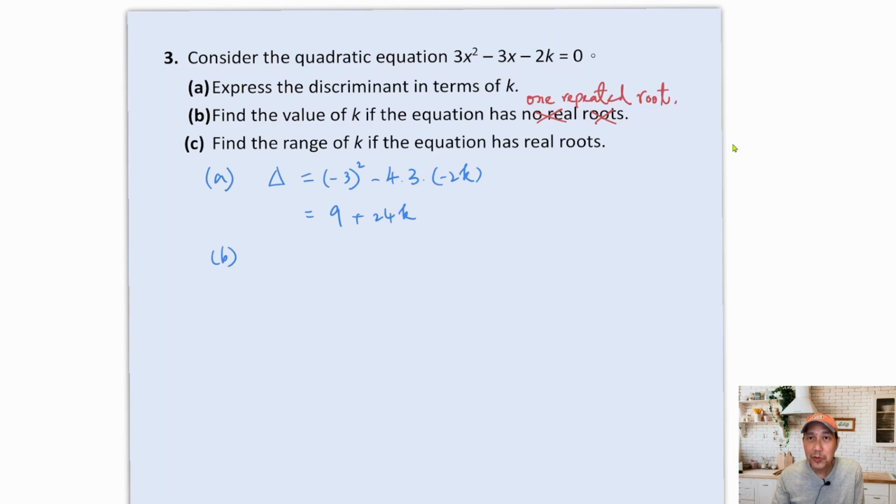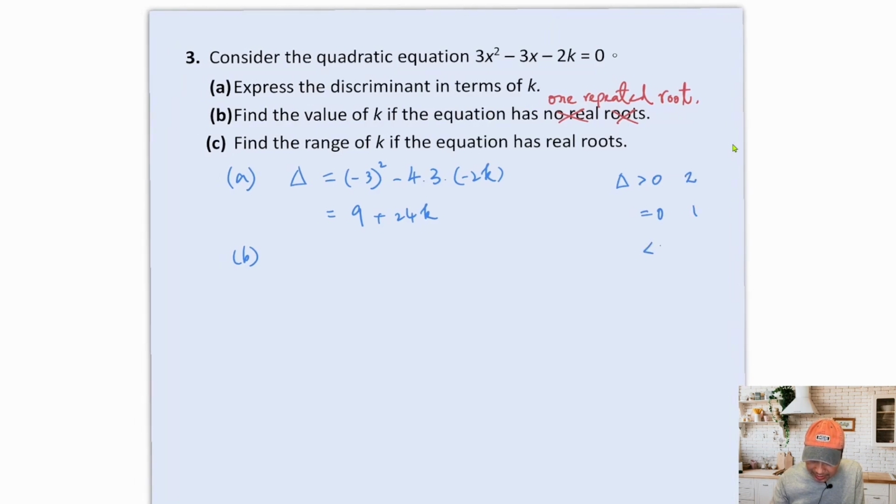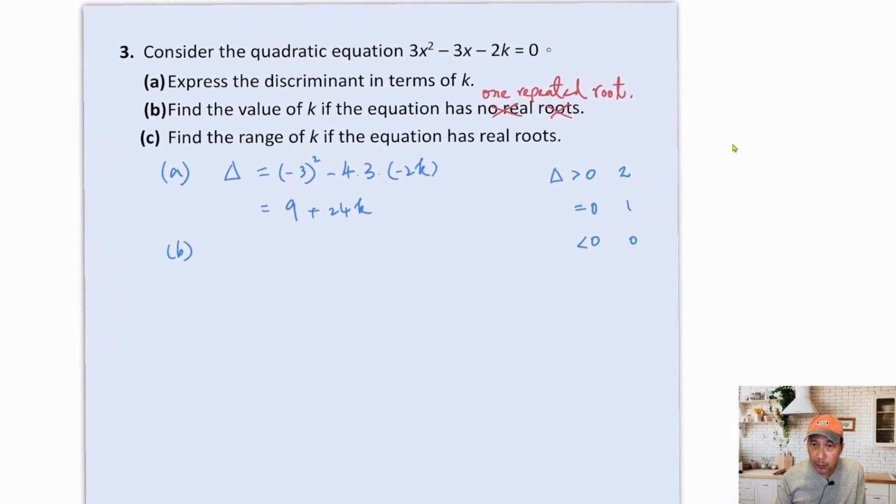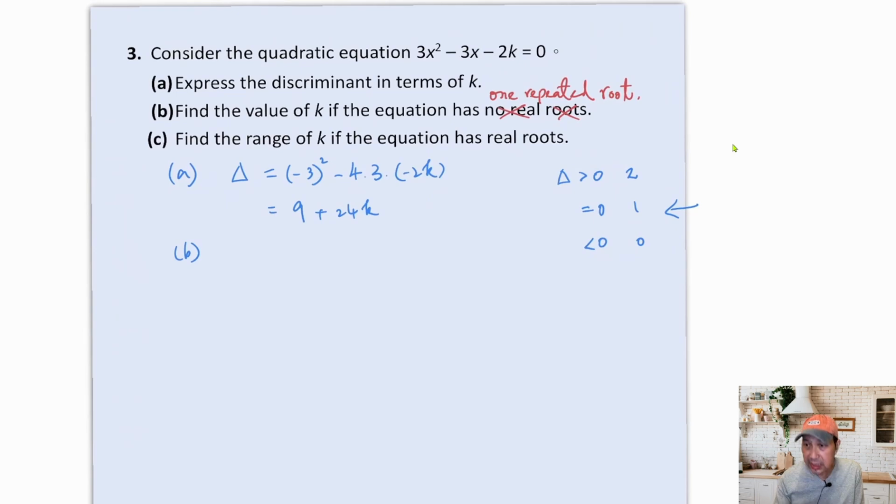Okay, we recall the nature of roots. Discriminant bigger than 0, two real roots; equal to 0, one root; less than 0, no real roots. In this part, we are given the equation has one repeated root, so the discriminant is equal to 0. So 9 plus 24k is 0. So k is negative 9 over 24.